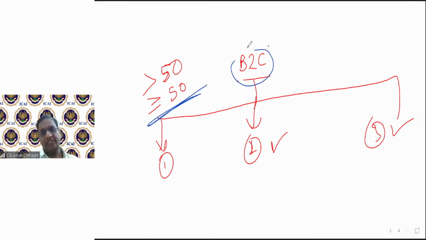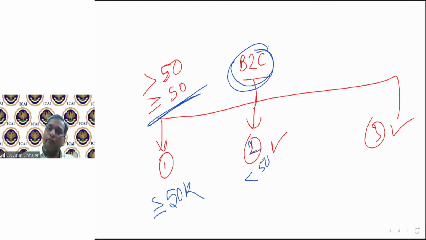In case of the B2C supply, if the value is greater than equal to 50,000, situation number 1. Situation number 2, that if the supply is B2C and value is less than 50,000, but customer requested to record the address. And third is in case of e-commerce transaction.